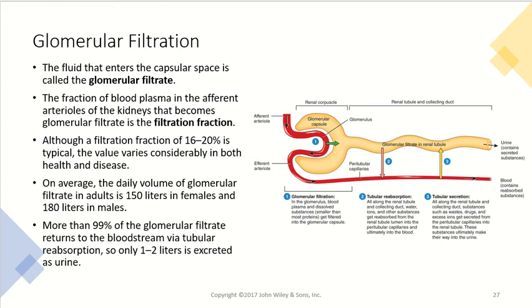On average, the daily volume of glomerular filtrate in adults is going to be about 150 liters in females and about 180 liters in males. This is, again, largely due to differences in size. More than 99% of the glomerular filtrate is going to return to the bloodstream via tubular reabsorption. So only about 1 to 2 liters are going to be excreted as urine.